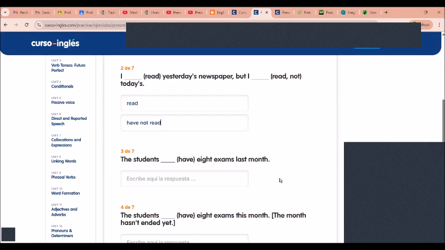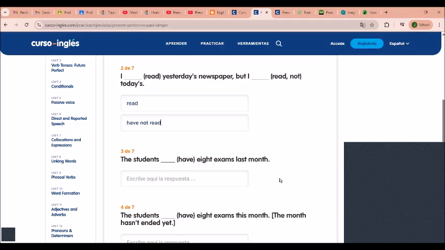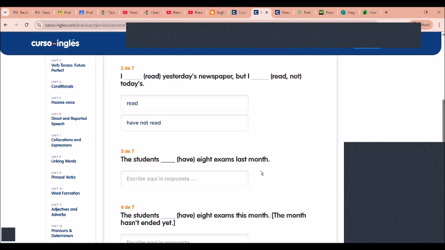Yes, teacher. The students had 8 exams last month. Perfect. Notice this is just last month. If it had in, it would be present perfect. Good job.